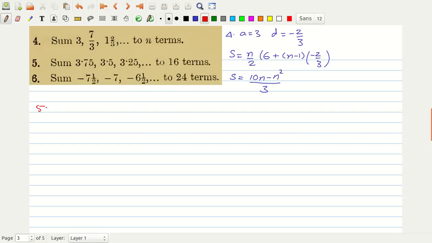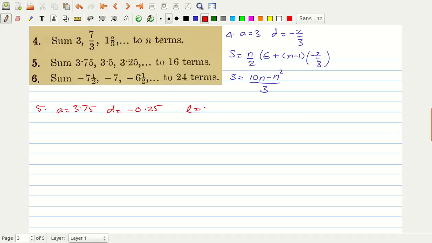Now, let us look at problem number 5. Problem number 5, again a is equal to 3.75. What is the common difference? Common difference is minus 0.25, right? Because the series is decreasing, and what we have to do, we have to find the sum of 16 terms. So, what will be the 16th term?